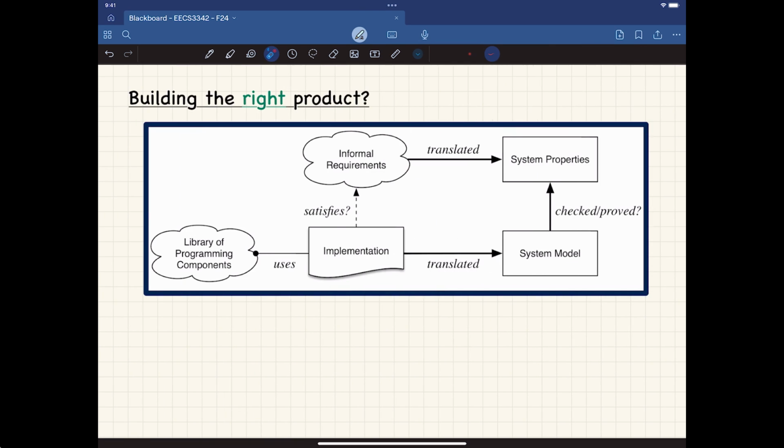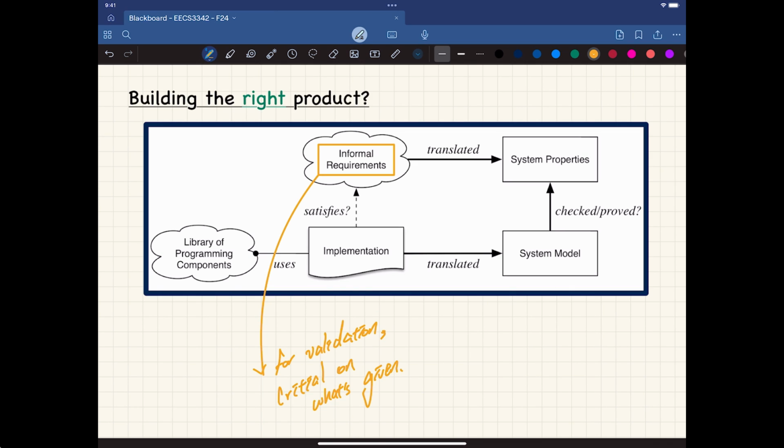For validation, it's really about this part over here, informal requirements. So basically, the same picture over here, but for validation, we are being critical about what's really given over here. For validation, we want to be critical on what's given.